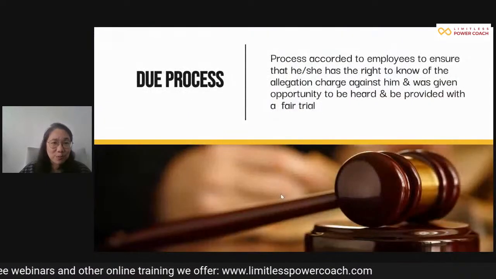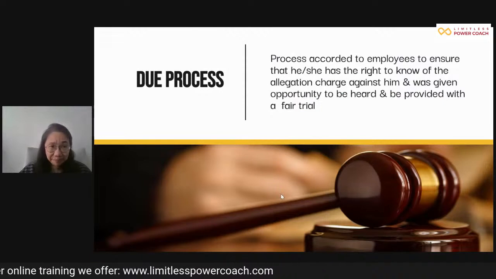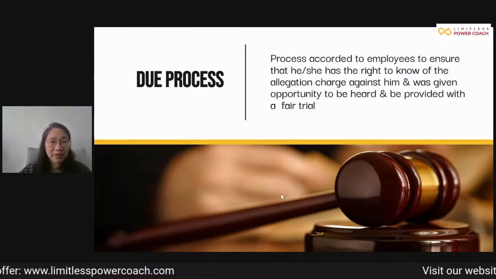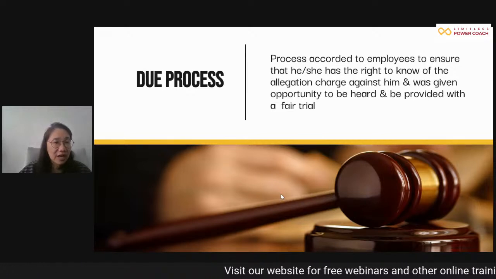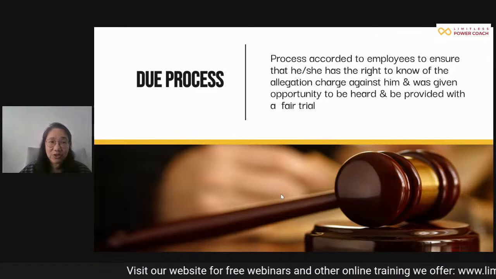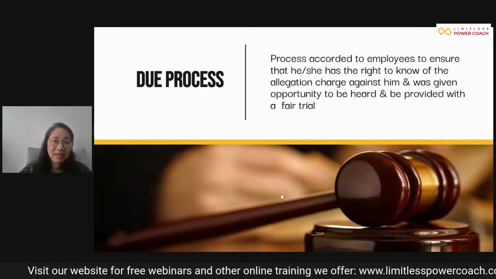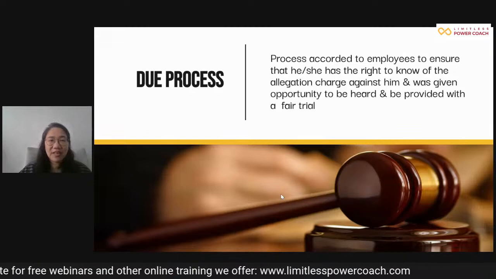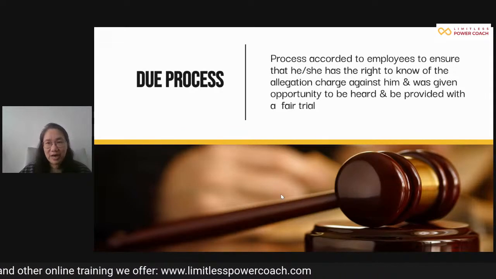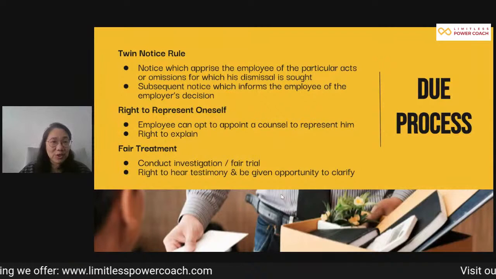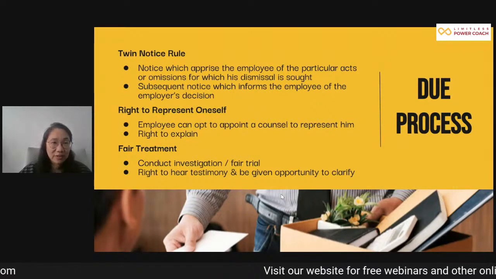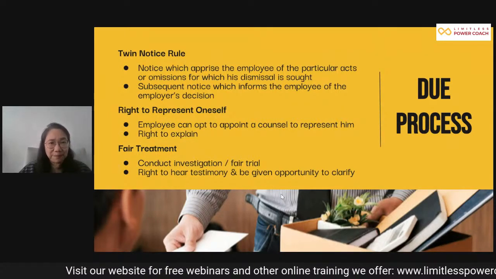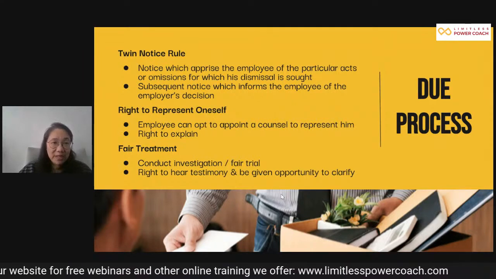When we say due process, this is the disciplinary process that we accord to the employee, and it consists of the employee's right to know what is the allegation or the alleged infraction or violation, and that he is given the opportunity to be heard and be provided with an objective trial. So you have always heard of the twin notice rule. Under the twin notice rule, the employee has the right to be informed what the allegation is. And what would be the penalty?